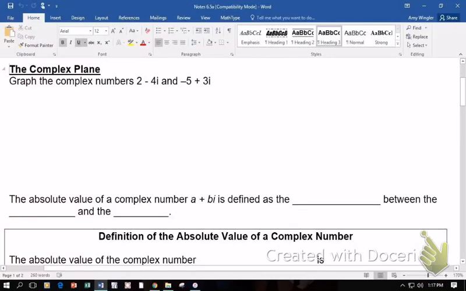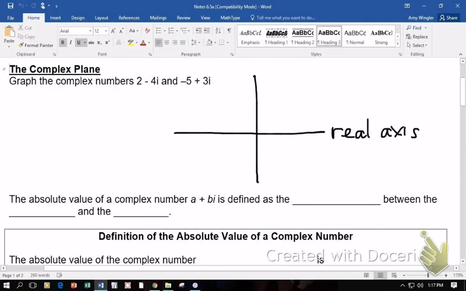Today we're learning about complex numbers in polar form. The graph of complex numbers in polar form are going to be done on what appears to be an x and y axis. However, the x-axis is called the real axis, and the y-axis is called the imaginary axis.